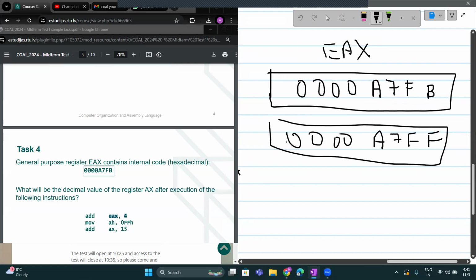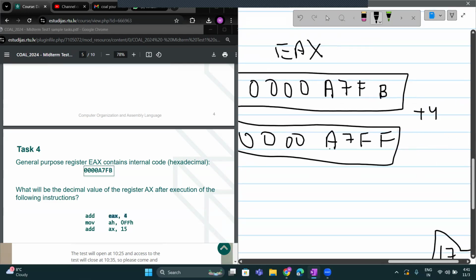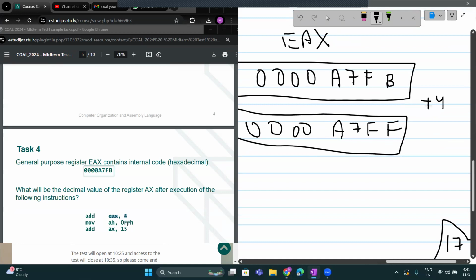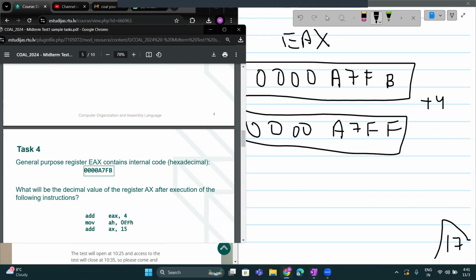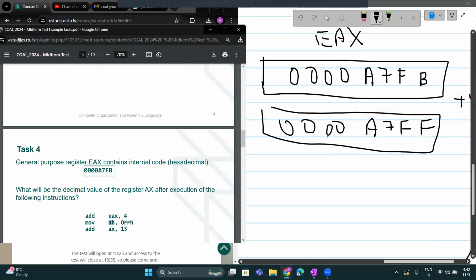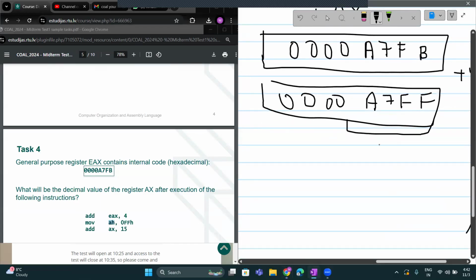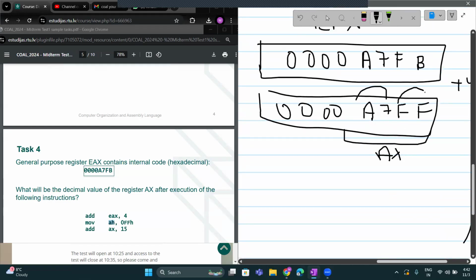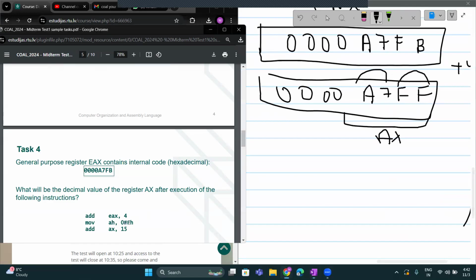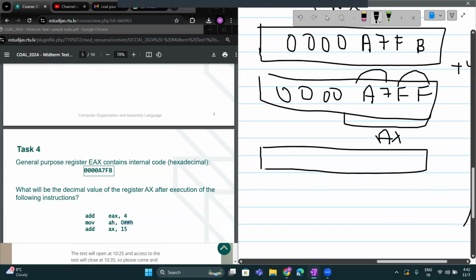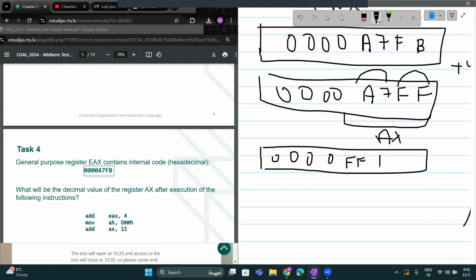After adding 4, now what we are doing is we are moving 0FFH to AH. So what is AH here? As you know, this is AX. That means that this will be AH and this will be AL. What we are doing is we are moving the FF value to AH. It means this will become 0000FFFF.